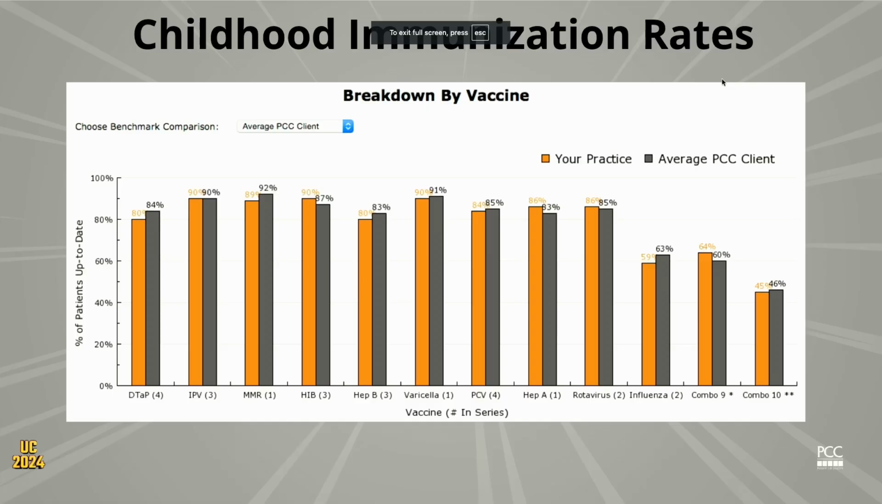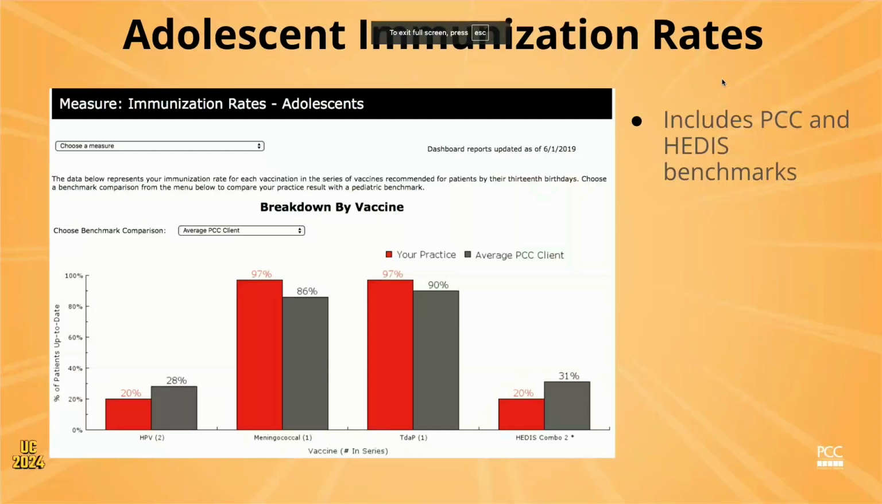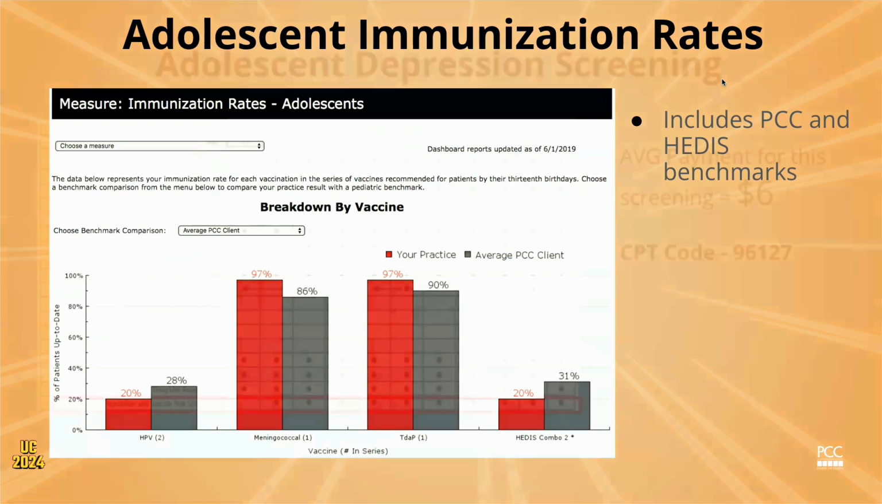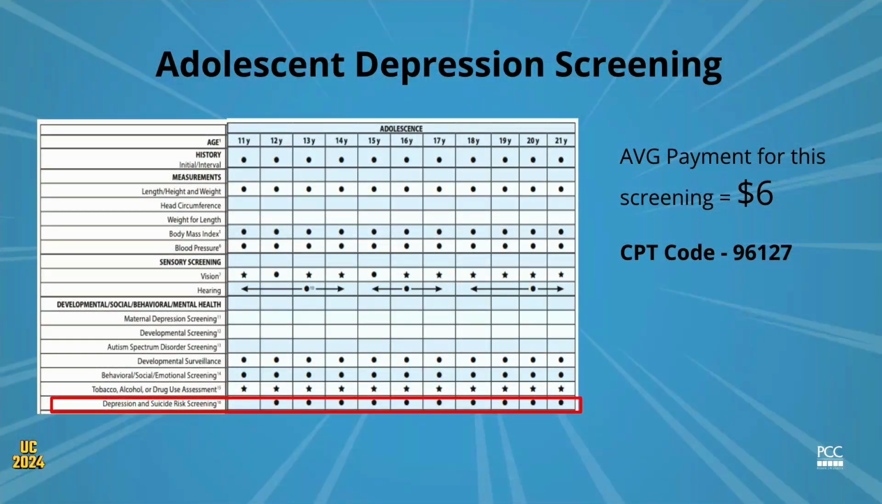Okay. All right, so I talked about adolescent ones. I talked about the childhood ones. Let's talk about depression screening. So we have an adolescent depression screening measure.